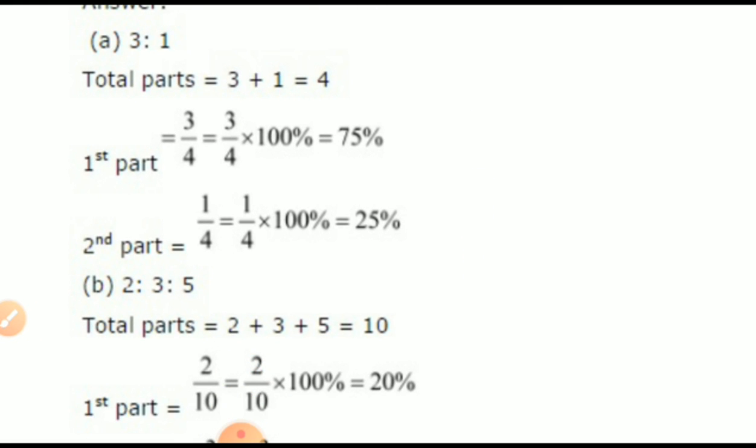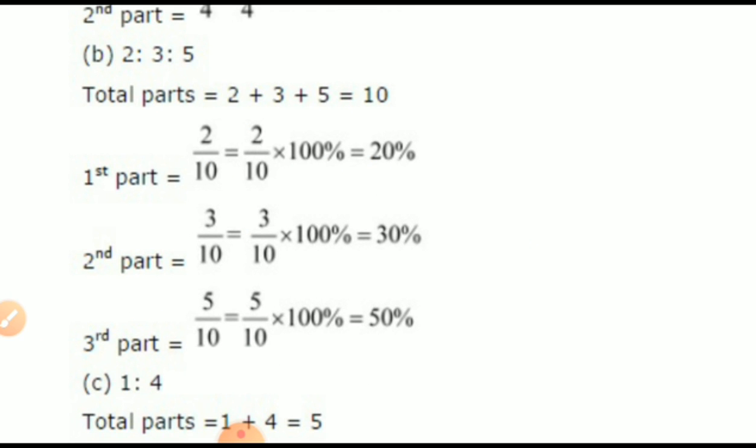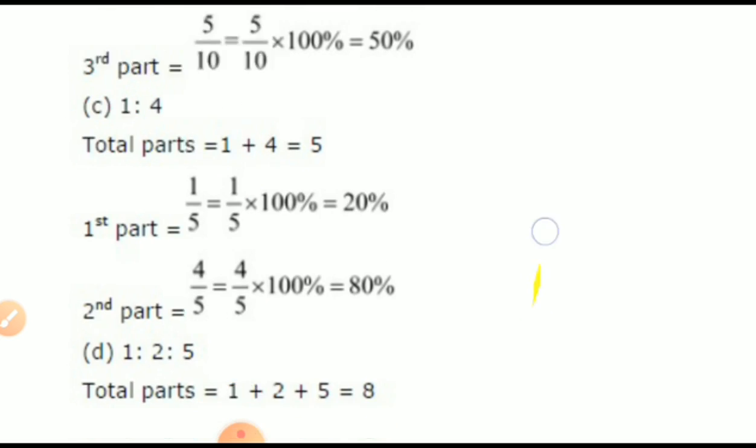2 is to 3 is to 5. First of all, the total of these 3 numbers, 2 plus 3 plus 5, will give you 10. So the first part is 2 upon 10, the second part is 3 upon 10, the third part is 5 upon 10. Isn't it? Same way C. Total parts is equal to 1 plus 4 is equal to 5. Now, what is the first part? 1 upon 5 will give you 20%. Yes, you can divide it into 5 parts and see what the answer will be. The answer is 20 and 4 parts, that is 80%.